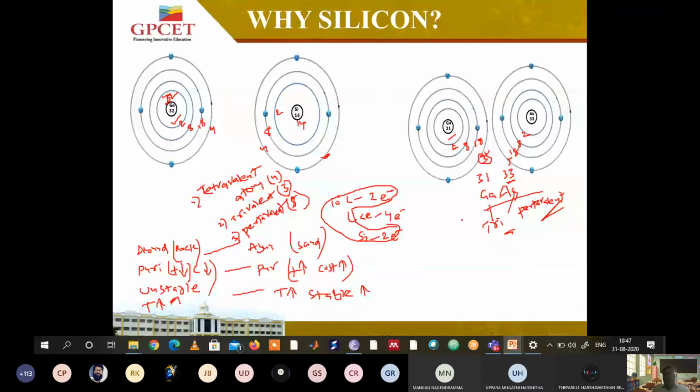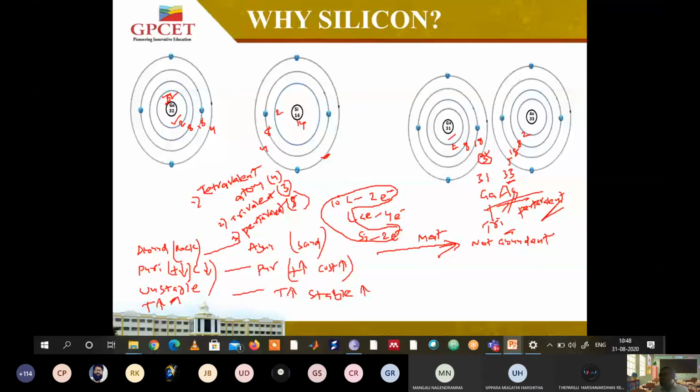Now let us see gallium arsenide. If you combine gallium and arsenic, they form a strong bond with each other. Gallium plus arsenic is nothing but gallium arsenide. This material is not abundantly available on our surface. As compared to germanium and silicon, silicon is abundantly available in the form of sand, and germanium is abundantly available. But gallium arsenide is not abundantly available on our surface.